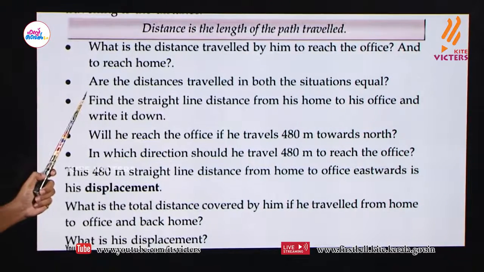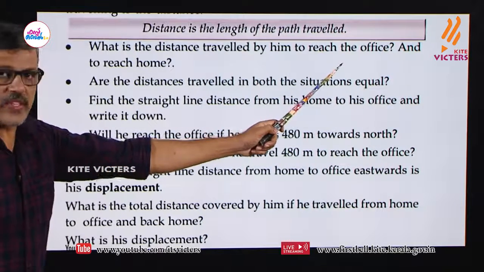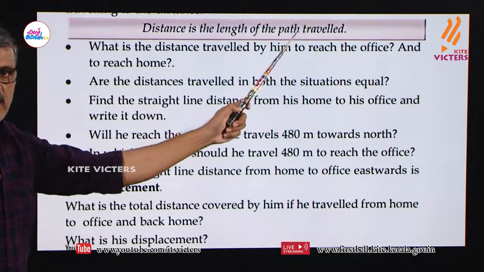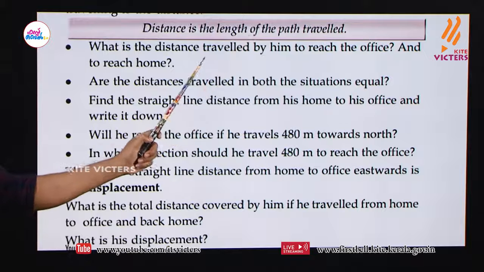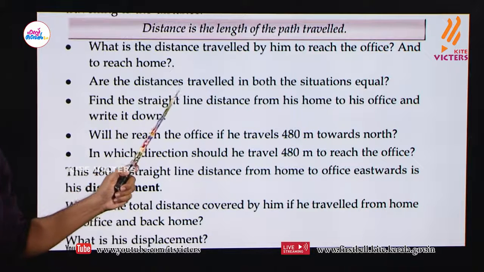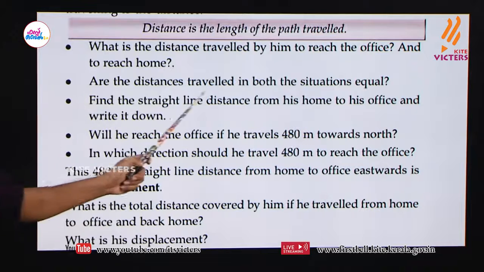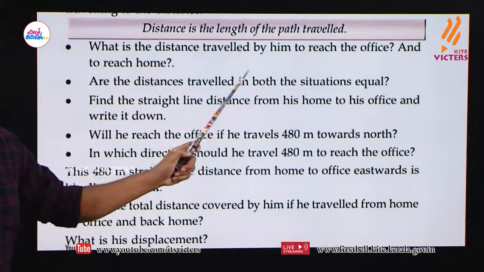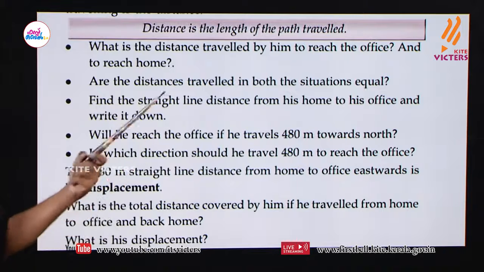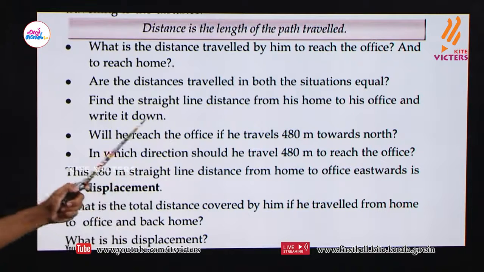I will read for you. What is the distance travelled by him to reach the office? Yes, it is 900 meter. And to reach home, yes, it is 1080 meter. Next question, is the distance travelled in both the situations equal? No, because 900 and 1080 are not equal.